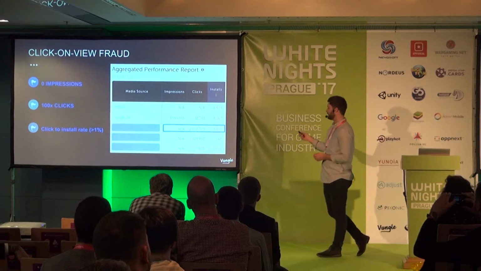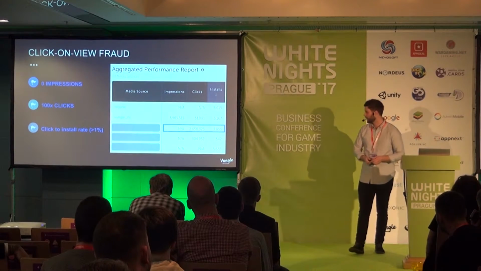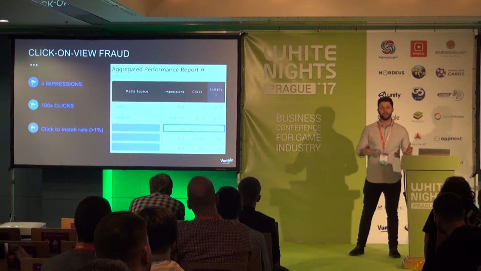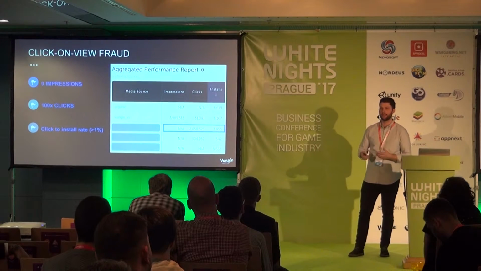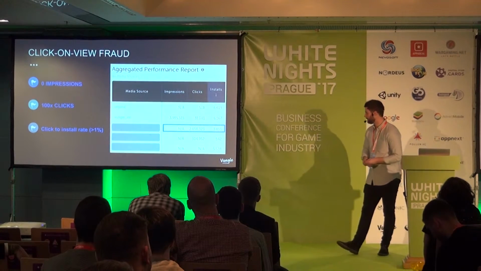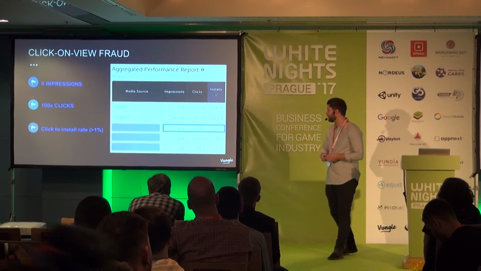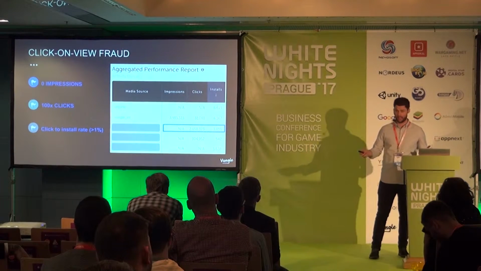And this on the right-hand side is an example of that. So you can see in the blue square here, it's an example of where no impressions are being passed, but the click numbers are pretty much equivalent to what you would expect from impression numbers, and the install numbers are fairly normal. So why am I raising this? Basically, this happens a lot, all the time.